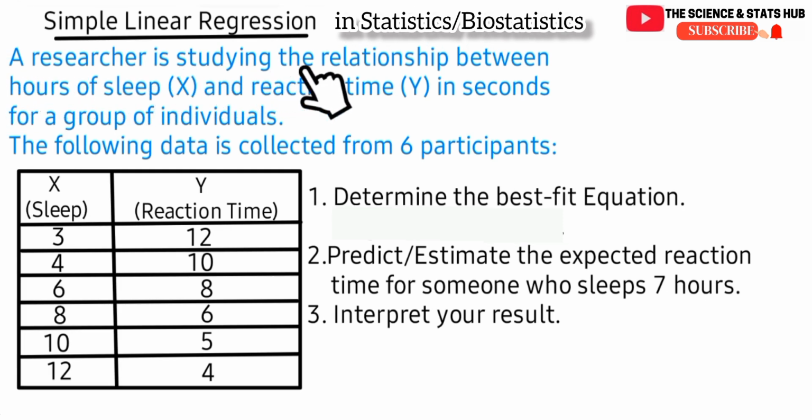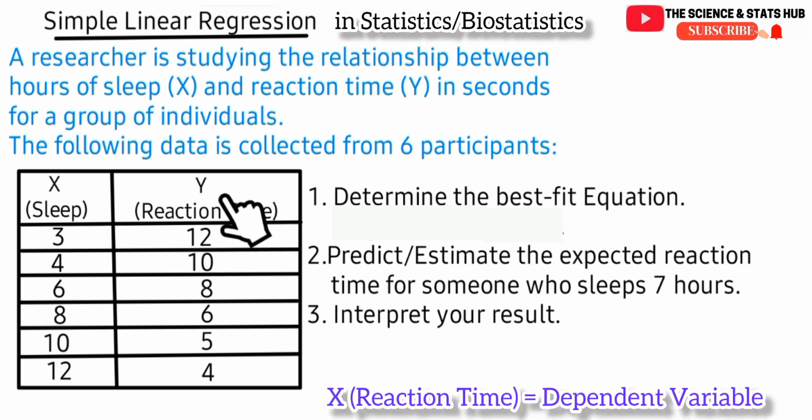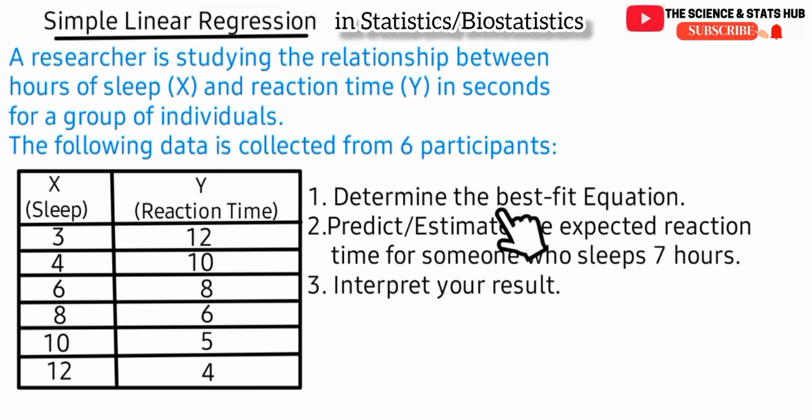A researcher is studying the relationship between hours of sleep, x, and reaction time, y, in seconds for a group of individuals. The following data is collected from 6 participants. We have our x data, the independent variable representing the sleep in hours, and y being the reaction time, the dependent variable in seconds. Now we'll be asked to: 1. determine the best fit equation. 2. predict or estimate the expected reaction time for someone who sleeps 7 hours.